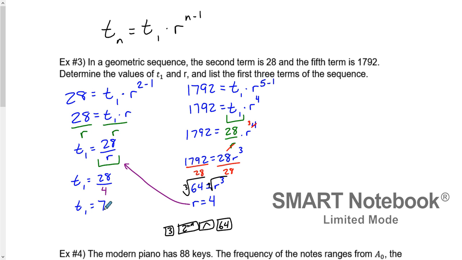So our ratio is 4. What we're doing to get to our next number, 7 times 4, is 28. So yeah, that works. Term 1 is 7. Our ratio is 4. So for the first 3 terms, our first term would be 7. Multiply by 4 to give us our second term, which is 28, which is good. That was stated. 28 times 4 to get to our third term, to be 112.